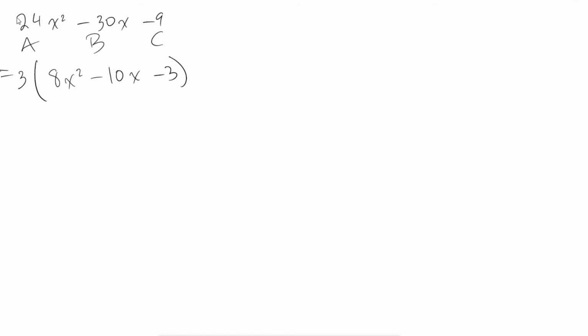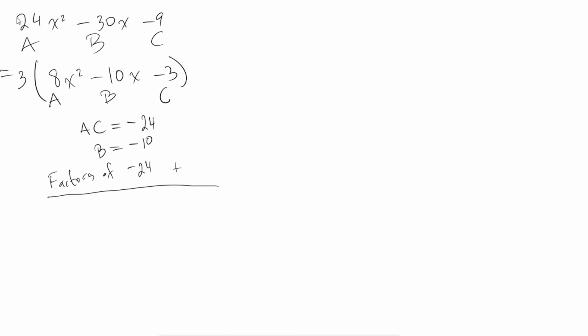So I am looking for two numbers here. This is going to be my new A. This is going to be my new B. This is going to be my new C. I'm going to leave that 3 out of there. So I'm looking for two numbers that multiply. So AC is equal to 8 times negative 3, so negative 24, and add together to be negative 10. So I'm going to look for my factors of negative 24. This is going to be a pretty big one. This might take a bit.